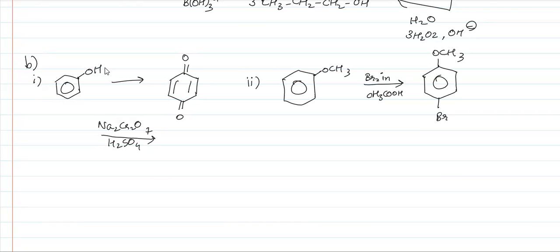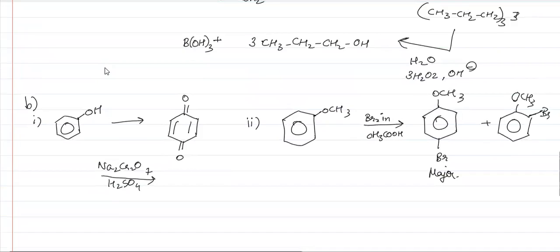So generally you would expect two products to be formed. That is the ortho and para positions get substituted because OCH3 is an ortho para directing group due to the lone pair of electrons on the oxygen atom. But para position is the preferred product, or the para is the major product due to steric reasons. And bromine in CH3COOH is how this particular reaction takes place.